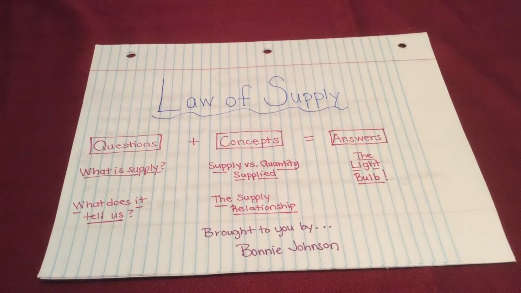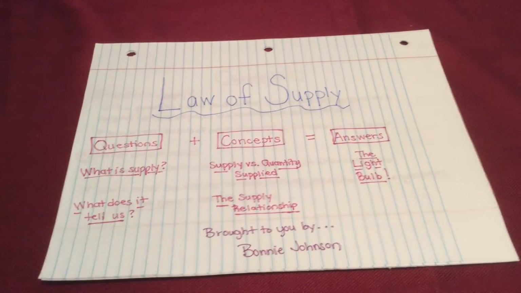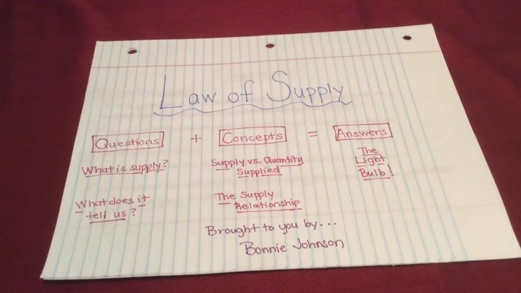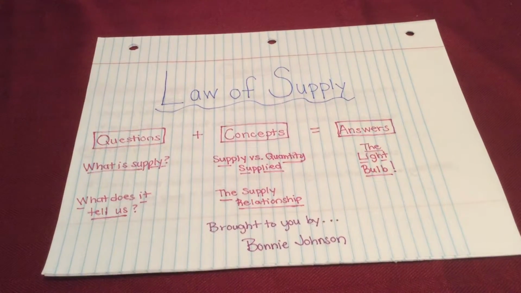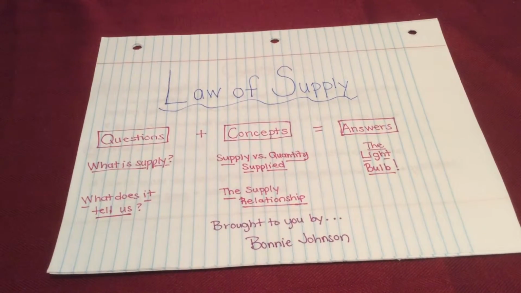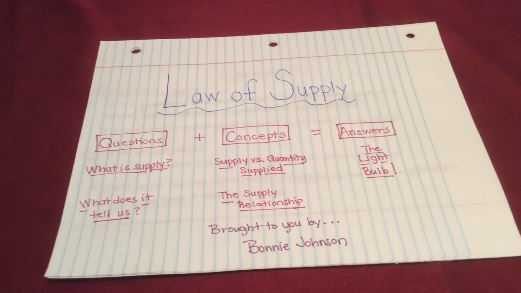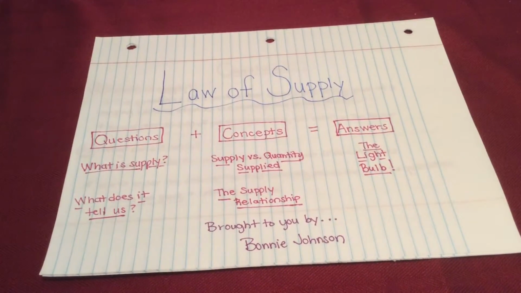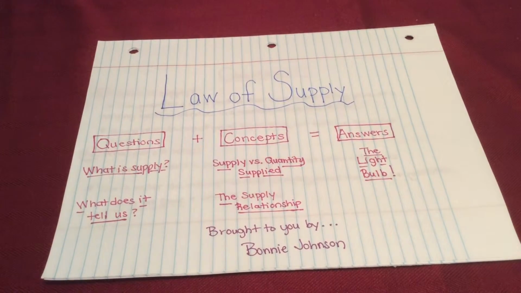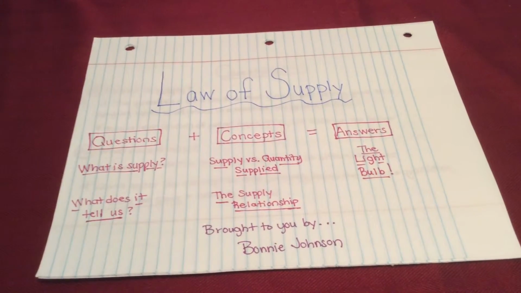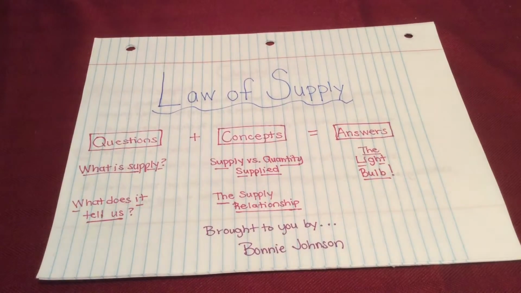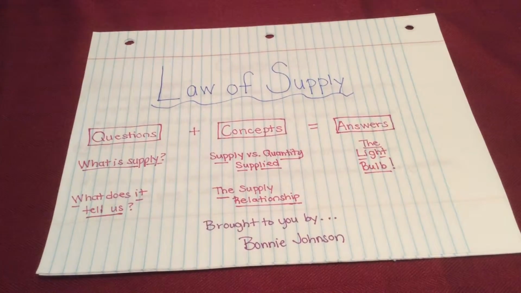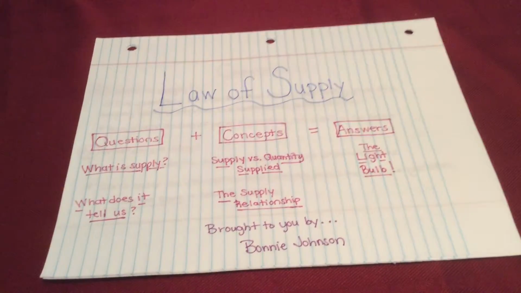This one is going to be about the law of supply. And we're going to set it up just about the same way that we did for our law of demand. We're going to go through first our questions, which include what is supply and what does it tell us. And then we're going to go to our concepts, which is supply versus quantity supplied, and then the supply relationship and really what it is. Hopefully at the end there, we'll get our answers, which is a light bulb, and nobody's confused about what the law of supply is anymore.